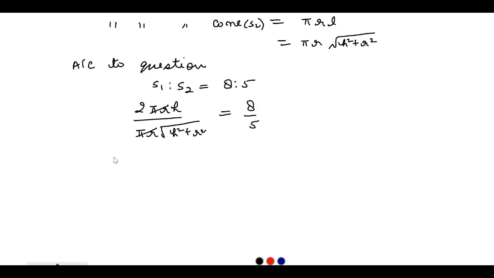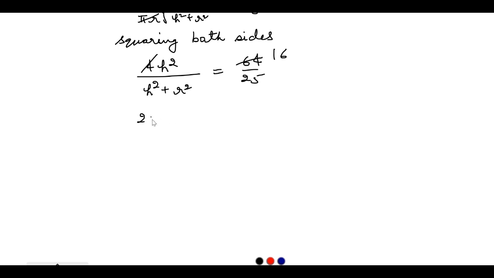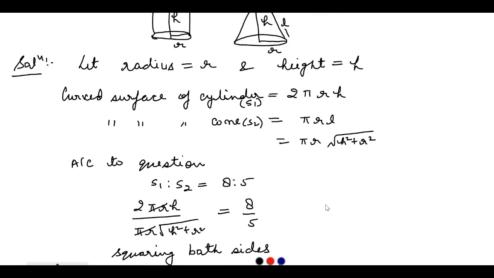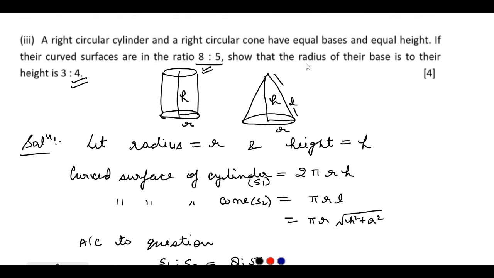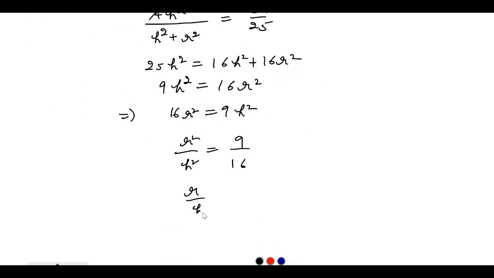Now squaring both sides. Cross multiply. 25h square is equal to 16h square plus 16r square. Means 9h square is equal to 16r square. We have to determine the ratio of the radius of their base to their height, r upon h. R upon h is equal to 3/4. It means r is to h is equal to 3/4.